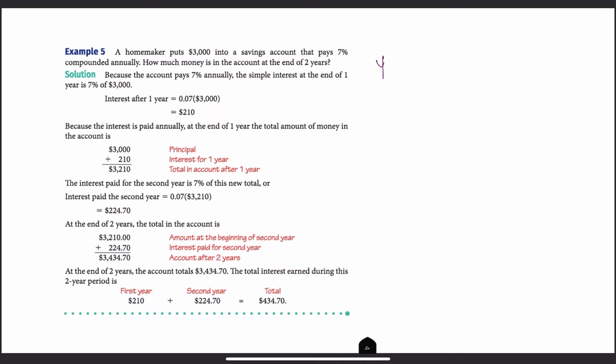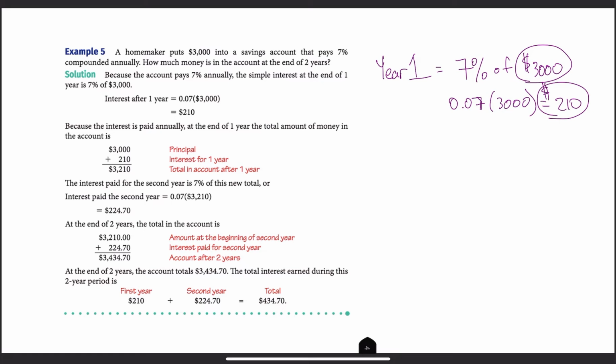So year 1, the interest is 7% of 3,000. So 7% of 3,000 is $210. So after 1 year, we have $210 in interest added to the $3,000 that we started with in principal. So there's our interest from year one.